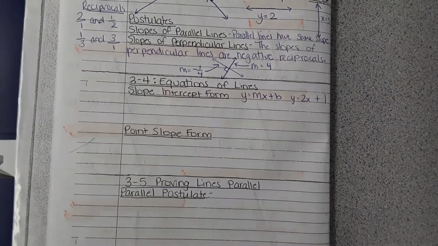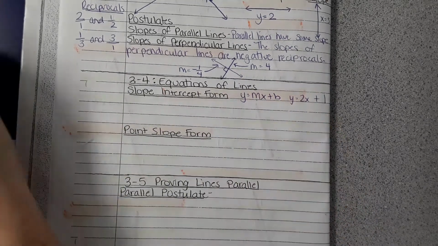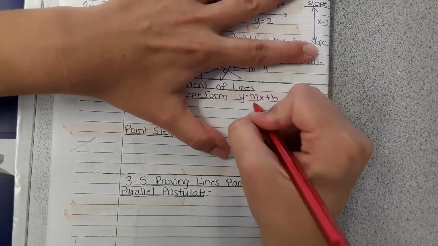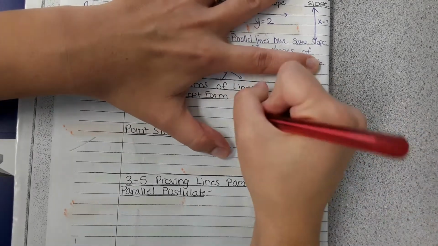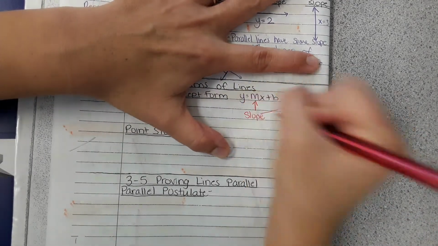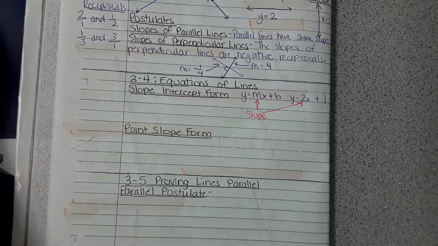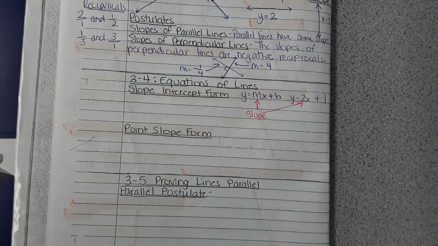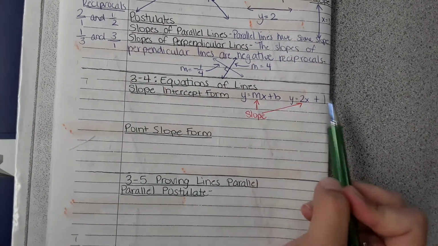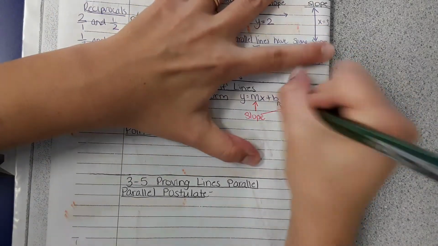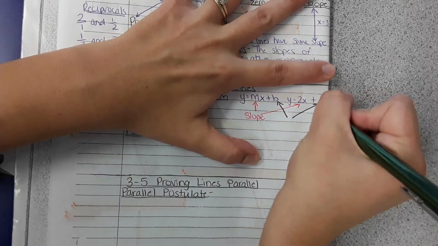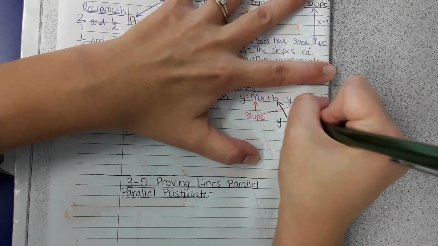In this equation, m, as you may remember, is slope, and so is the coefficient on the x right here. Those are the slope. B, or the constant over here, is the y-intercept. That's where the line crosses the y-axis. So this is the y-intercept.